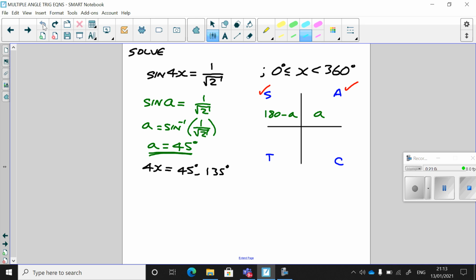If I divide 4x by 4, I get x, and then I have to divide 45 by 4 and 135 by 4. It doesn't matter if you get decimal answers here. That's what happens. They are now what I'm going to call my two working solutions. Because it's 4x, I double that, and I reckon I'm going to have 8 solutions in my space between 0 and 360. So I need to add on in pairs.